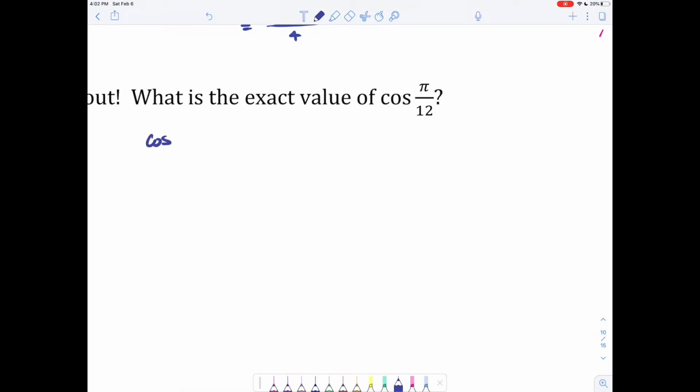So I'm going to evaluate cos of pi over 12 by expressing the pi over 12 as pi over 3 minus pi over 4. That's what I've found it to be. And then I will use the difference identity for cosine.